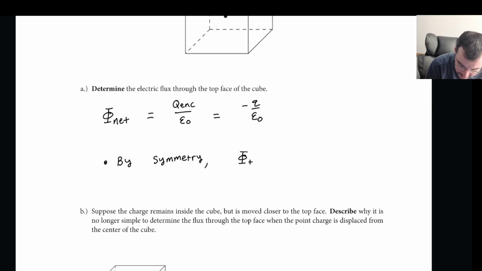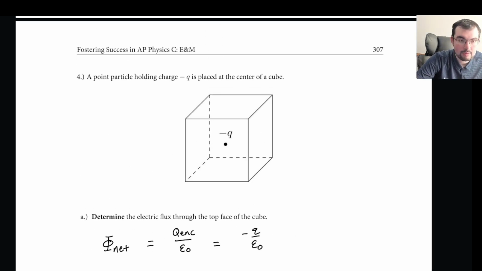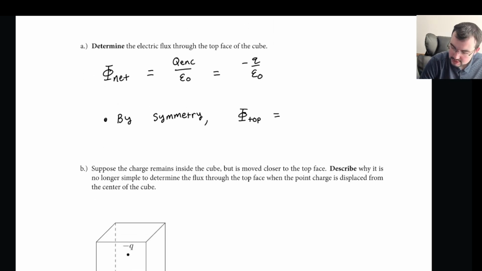the flux through the top face is just going to be 1/6 of the total flux, because each of these 6 faces share the total equally. It doesn't matter how I spin the cube, due to that radial symmetry and the fact that the Q is at the center, it's just going to be 1/6 of the total, because there's 6 faces of a cube. If you had a different shape, of course, it might end up being different. So this is just negative Q over 6 epsilon naught.